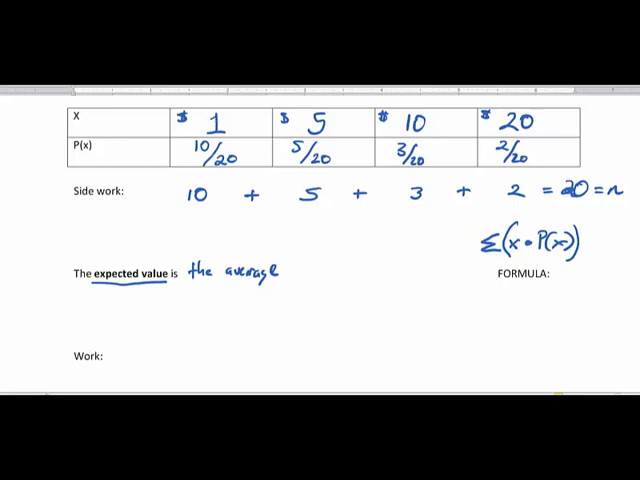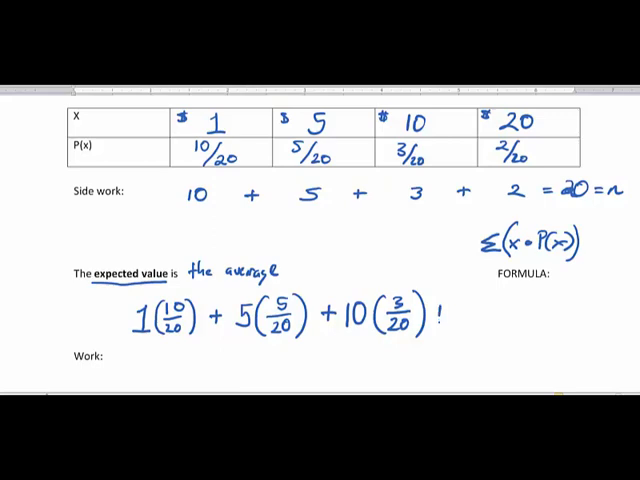We're going to take our first x times p of x and say, okay, I can win $1 and I have a 50% chance of getting that dollar. Plus, I can win $5. And then I have 5 out of 20 chances to get that, which is 25%. Plus, I can win $10, but I only have a 15% chance of winning that. Plus, I can win $20, but I only have a 10% chance of winning that. Since I'm going to type this into the calculator, there's no reason to reduce these fractions.